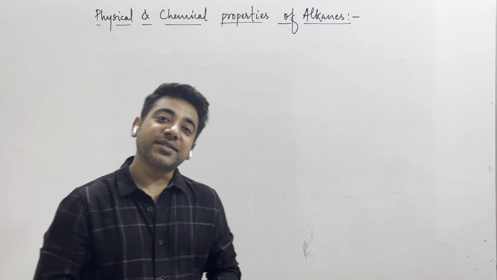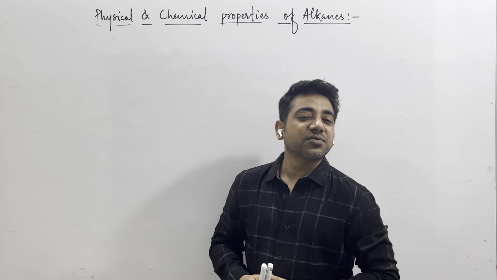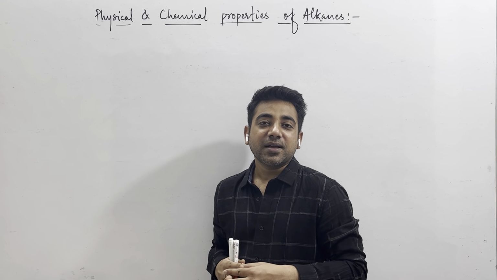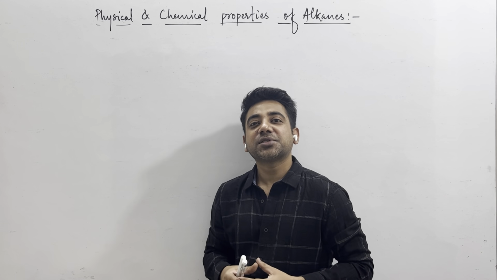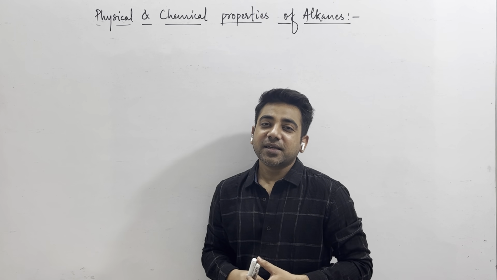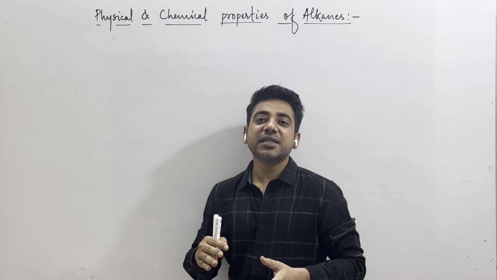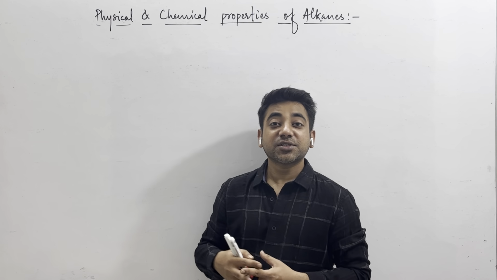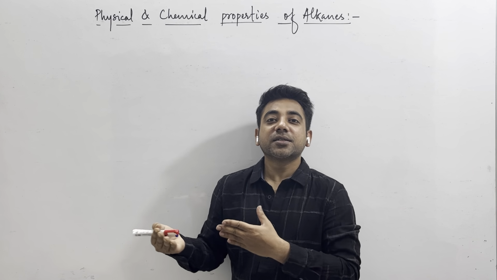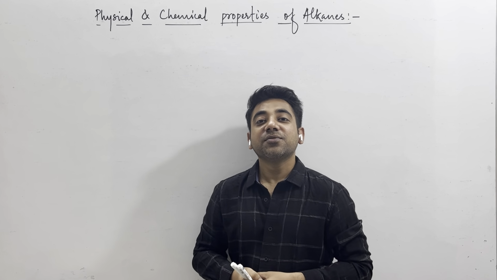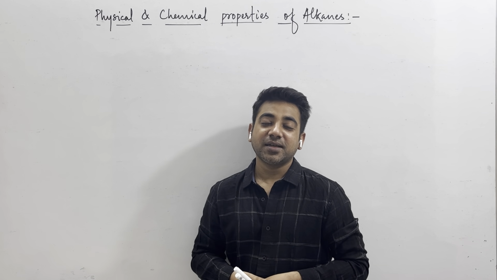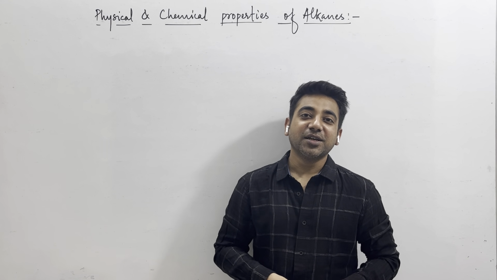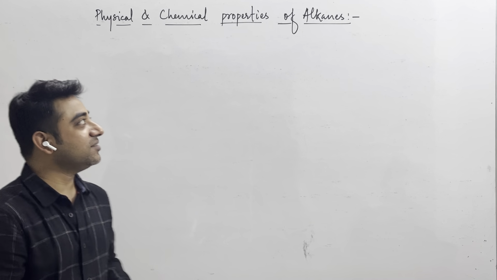Alkanes being saturated, the most common reaction which these alkanes give is the substitution reaction. In a substitution reaction in alkanes, one or more hydrogens can be replaced by another atom or another functional group. So whenever such a reaction occurs where hydrogens are getting replaced by any other atom or group of atoms, we call that a substitution reaction. And in substitution reactions, the first one in your syllabus is halogenation. So let's discuss the halogenation reaction of alkanes.